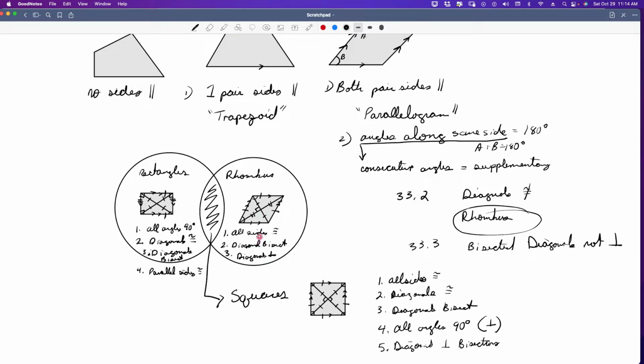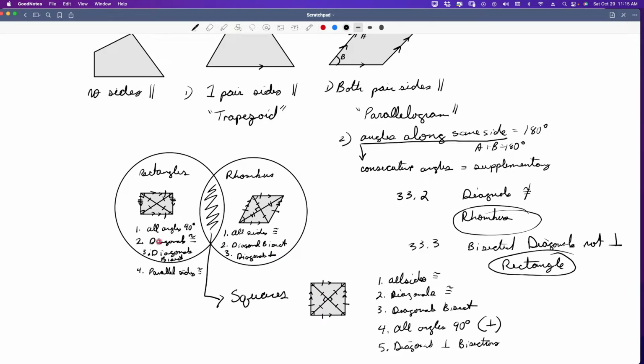So that means that the rectangle is the only parallelogram that does not have perpendicular bisected diagonals. That's the answer. We're just looking at the properties and answering. So we have one more.